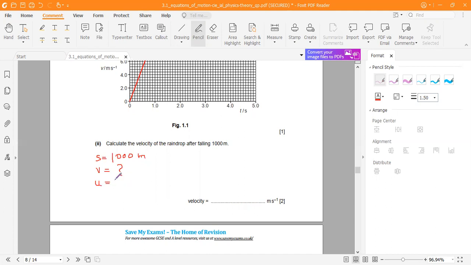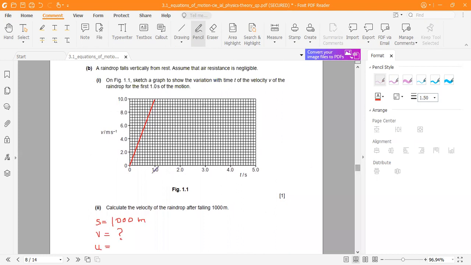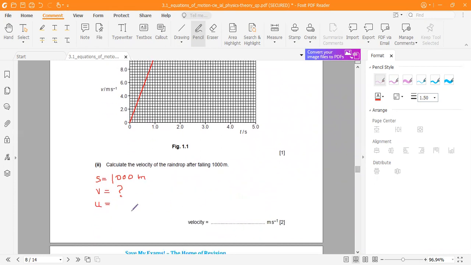We know u, because this graph starts from 0. When the raindrop starts to fall down, its velocity is initially 0. So u is 0 over here. Do we know time? Do you know what time it will be when it falls 1000 meters? We don't know, so we'll just put a cross over here. Do we know a? Yes, a will be 9.8 like always, 9.8 meter per second square. This is meter per second.